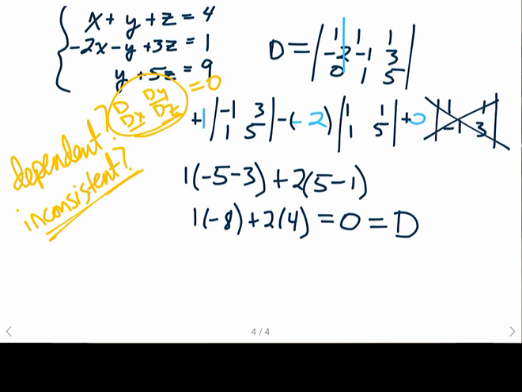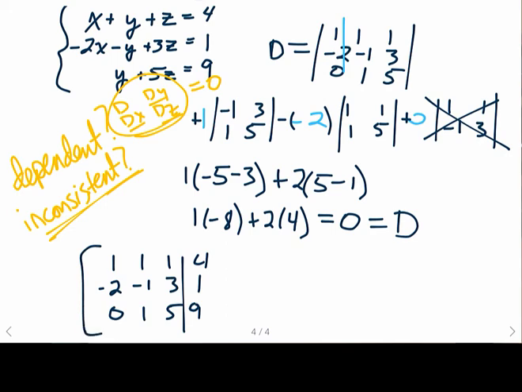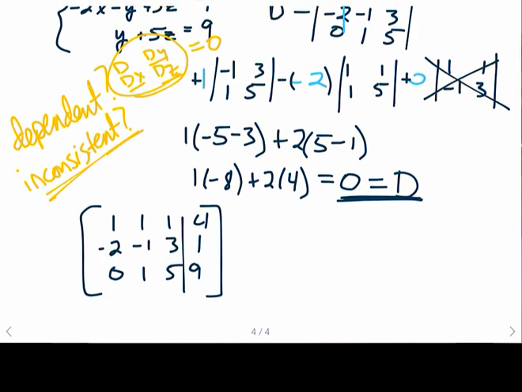Hey, how about an augmented matrix? 1, 1, 1, 4; negative 2, negative 1, 3, 1; and 0, 1, 5, 9. Right now you're thinking, hey, you're supposed to use Cramer's rule. Yeah, it also said if possible. And if D is 0, it's not possible. So I'm not going to bother. And I already have a 0 in the lower left corner.